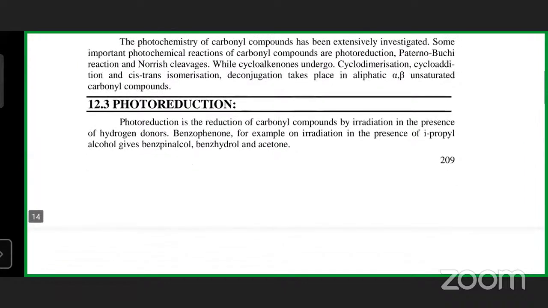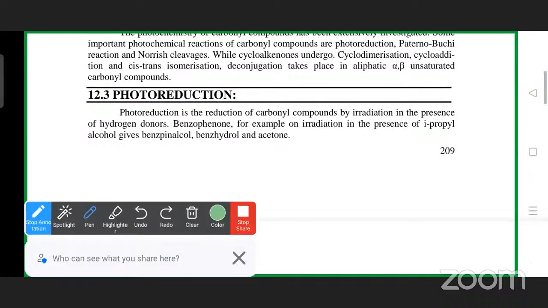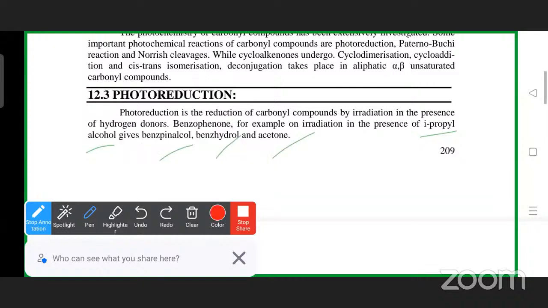So these are the compounds acting as hydrogen donors here. This is isopropyl alcohol, and benzhydrol, and acetone. These molecules are acting as proton donors here. They will donate the proton.